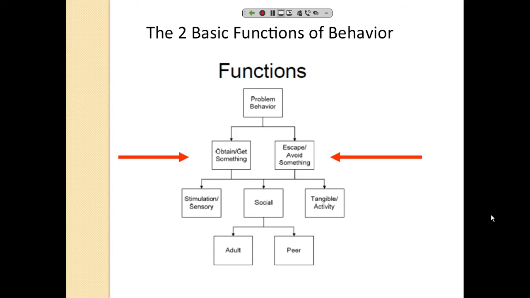In the case of a typically developing child who might be clowning around in school when they don't know how to do their math problems, they get some social recognition for clowning around, and they also get out of something. In that case, get out of doing math. So it can be to obtain something or to escape something.